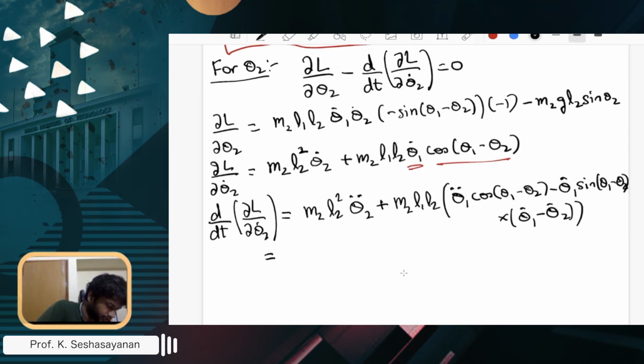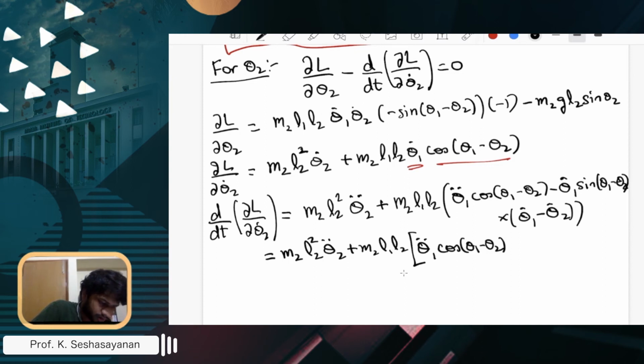So this is nothing but m2 L2 squared theta 2 double dot plus m2 L1 L2 times theta 1 double dot cos of (theta 1 minus theta 2). So the first term is nothing but theta 1 dot squared sine of (theta 1 minus theta 2). The second term is plus theta 1 dot theta 2 dot sine of (theta 1 minus theta 2).